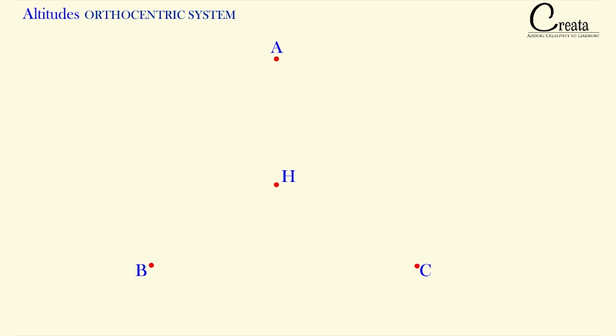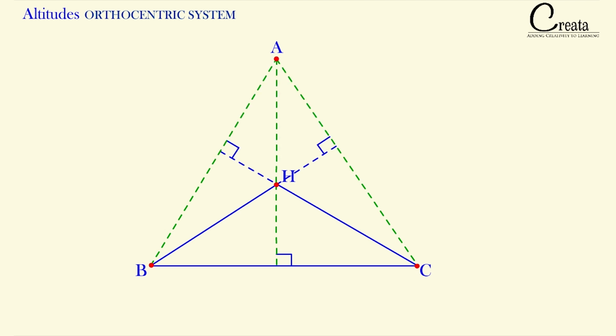Similarly, if we take the triangle HBC, then the point A will be the orthocenter. Got it? If we form the triangle from any of the 3 points, then the fourth remaining point will be the orthocenter for the triangle. This is known as the orthocentric system. One small fundamental. Let's move further to the next concept.